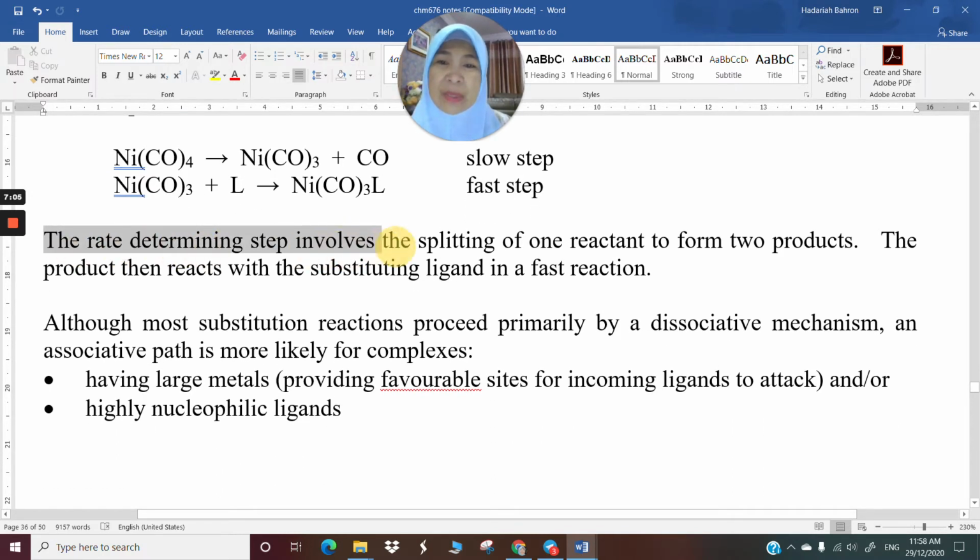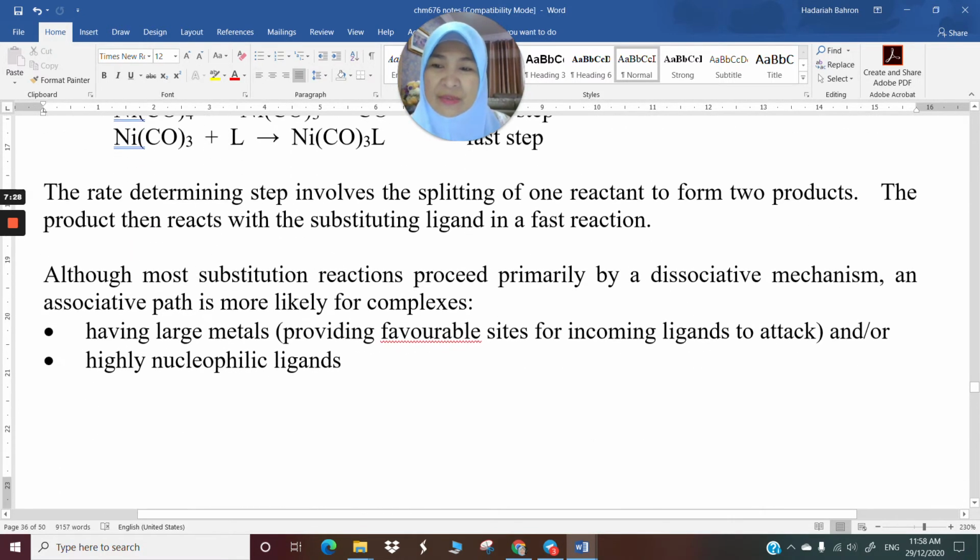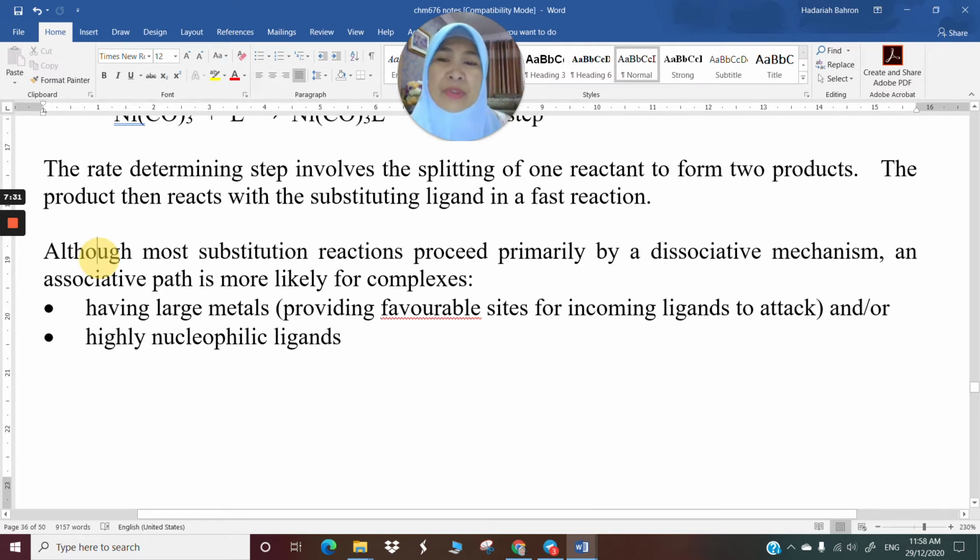Now, the rate determining step for the dissociative mechanism involves the splitting of one reactant to form two products. The product then reacts with the substituting ligand in a fast reaction. So there are two distinct mechanisms at which substitution may occur: associative mechanism or dissociative mechanism. Although most substitution reactions proceed primarily through a dissociative mechanism, an associative path is more likely for complexes that have a large metal center and a highly nucleophilic ligand.